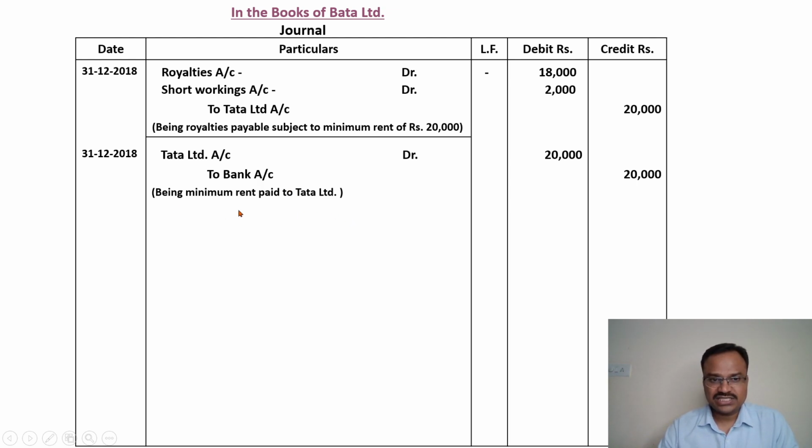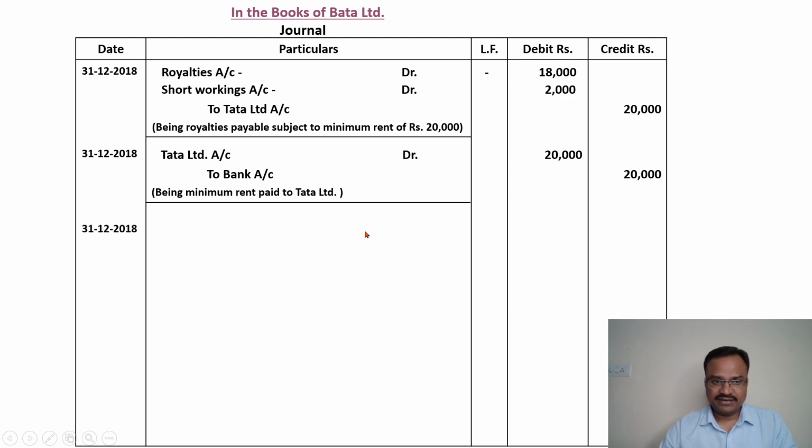And here the narration is: minimum rent paid to Tata Limited. Okay, here see friends, we have not paid the amount of royalty because actual royalties are 18,000. Here we have paid the minimum rent to the landlord. Okay, so here the narration is minimum rent paid to Tata Limited, right?